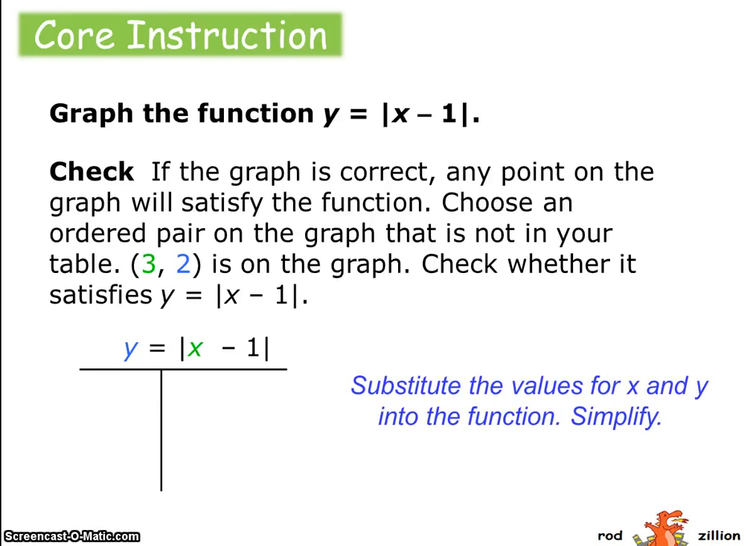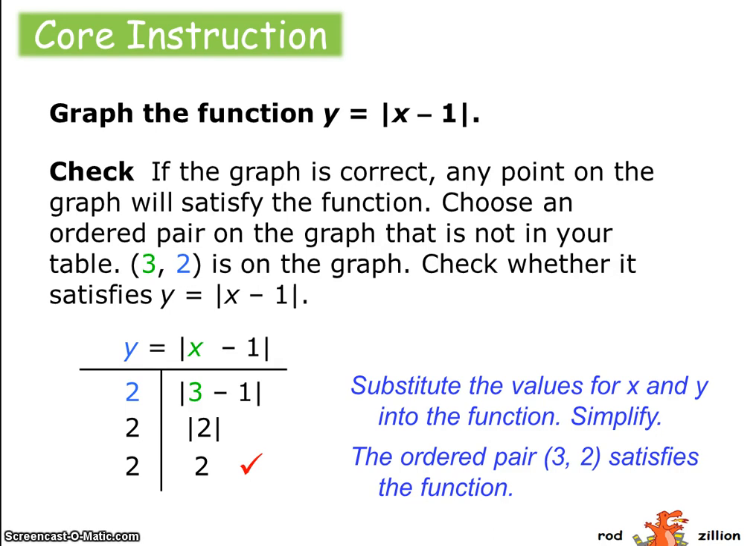Now, if the graph is correct, any point on the graph will satisfy the function. Choose an ordered pair on the graph that is not in your table. For instance, if I chose 3, 2 from the graph, I can plug it into the function and it should make a true statement. That's a good way to check your work.